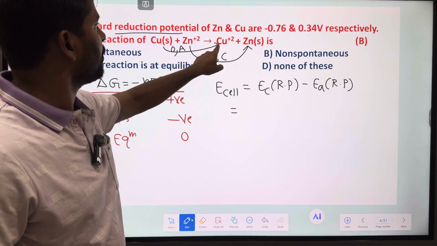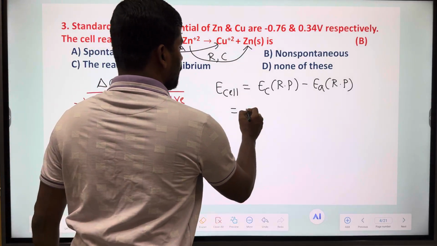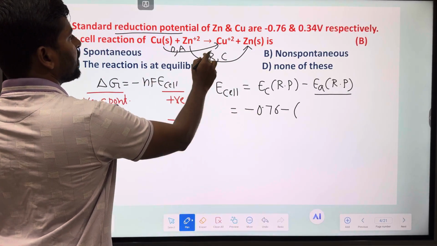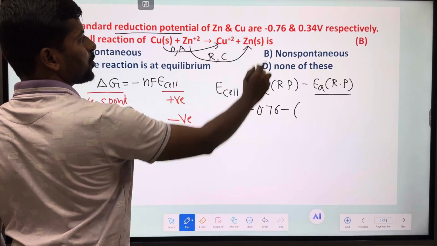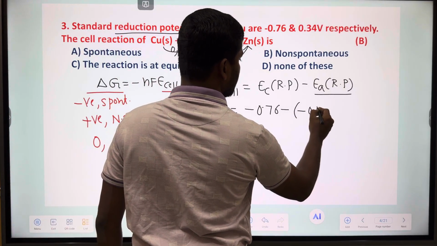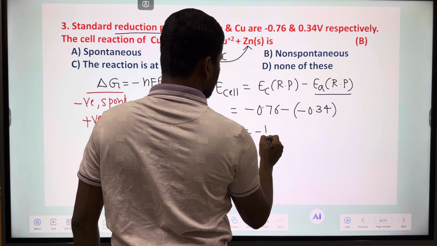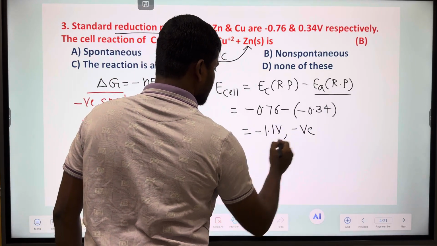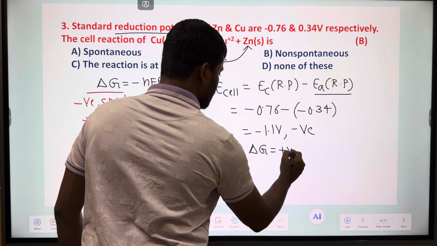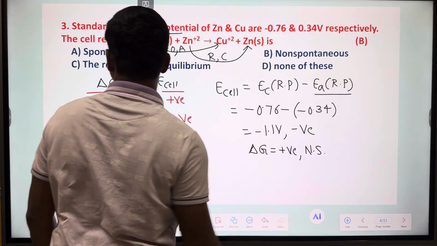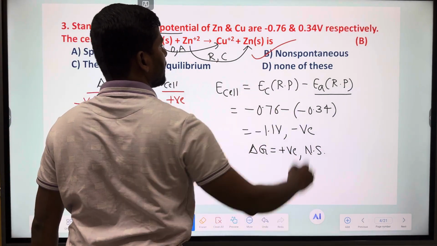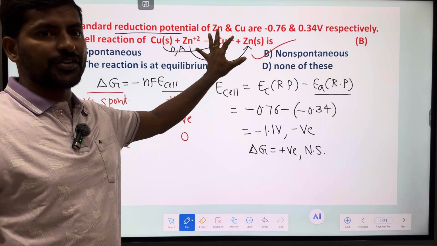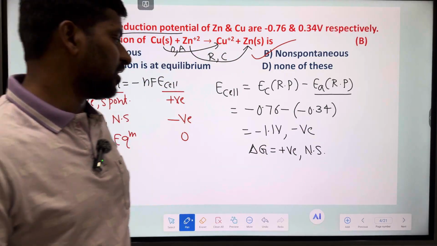So cathode reduction potential: what is the cathode here? Zinc. What is the reduction potential of zinc given? Minus 0.76. Minus of anode, and copper is anode undergoing oxidation. What is the oxidation potential of copper given? Minus 0.34. That means we are getting minus 1.1 volts nearly. So we get a negative only. Negative means delta G what? Positive. That means the cell reaction is non-spontaneous. So option B is correct. Reverse is given: actually copper undergoes reduction and zinc undergoes oxidation, but the reverse is given, that's why it is non-spontaneous.